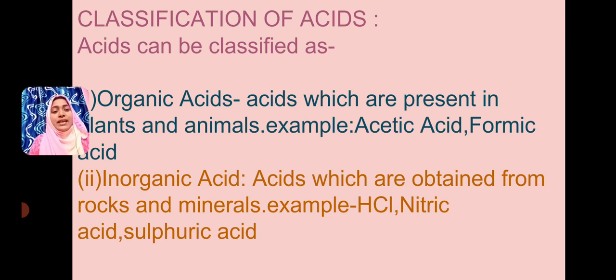Inorganic acids are acids obtained from rocks and minerals. Where do we get minerals? You have come across mines, which in Kannada I used to call Ganigarike. We find plenty of minerals there, which we use in our daily life, in acids and in ornaments as well, such as gold and platinum. The examples of inorganic acids are HCl, nitric acid and sulfuric acid.